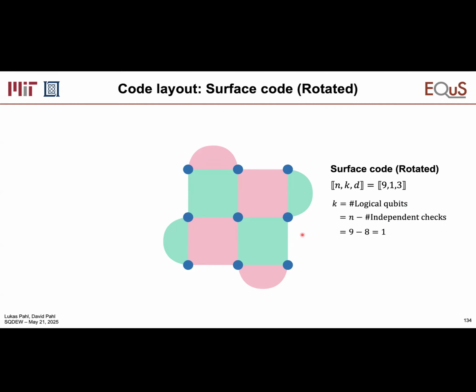It has 9 data qubits, 8 independent checks. So we still have 1 logical qubit, and the distance of the code is still 3. So this is actually just better than the unrotated version. So again, whenever you see a code, ask, is it cut up? Is it planar? Is it rotated? Because only then am I going to build it for you.